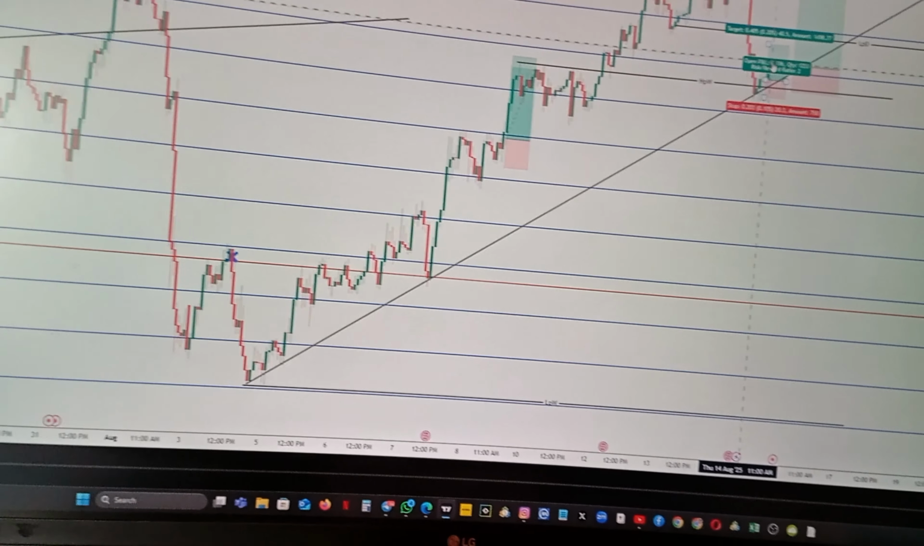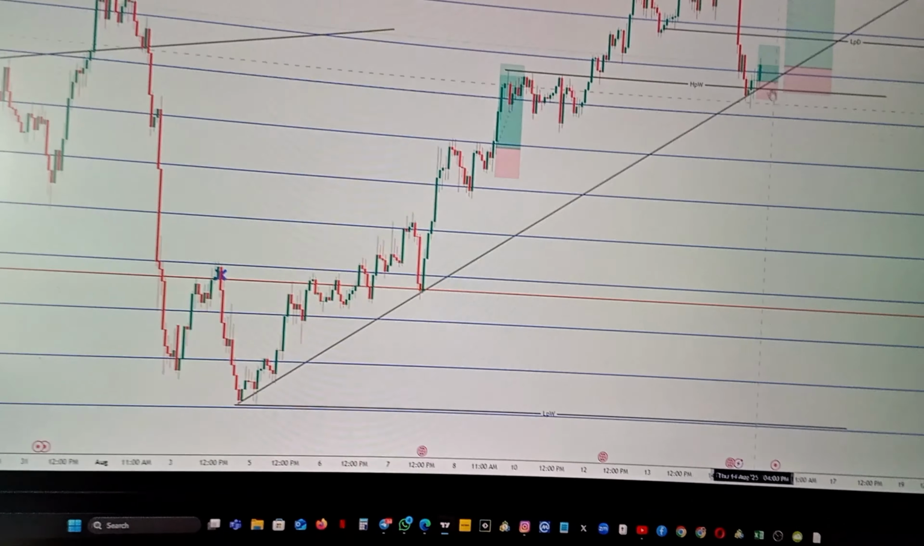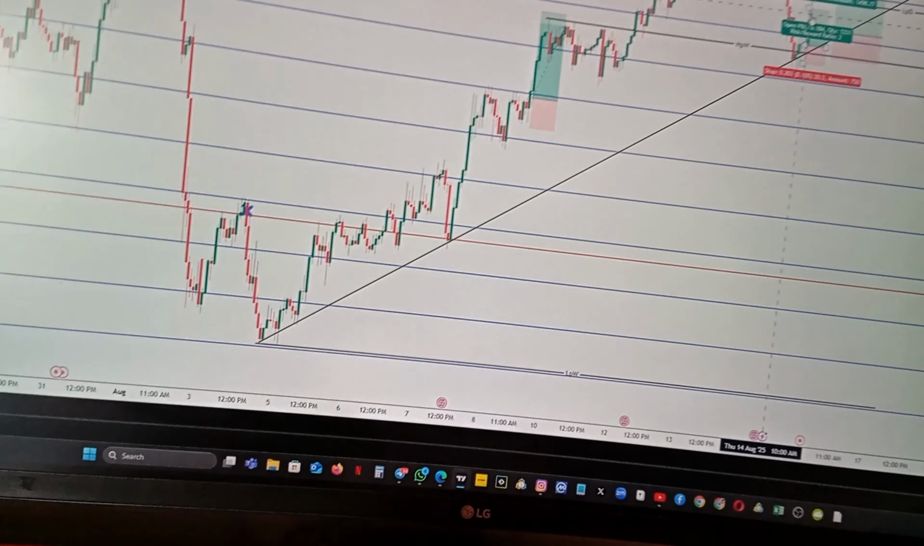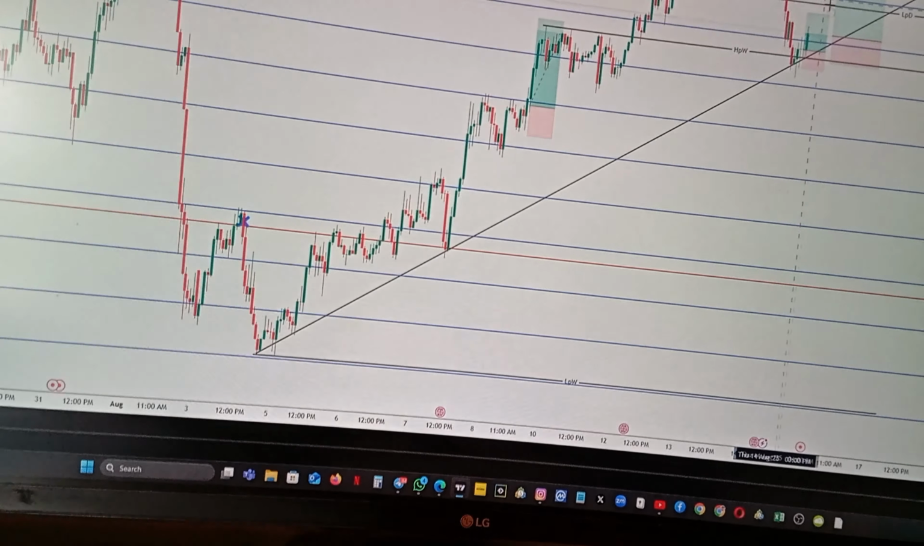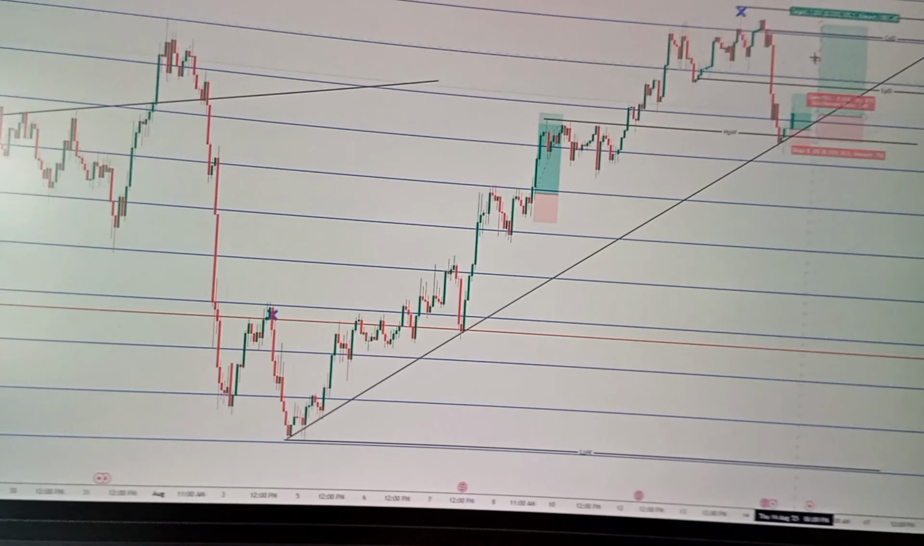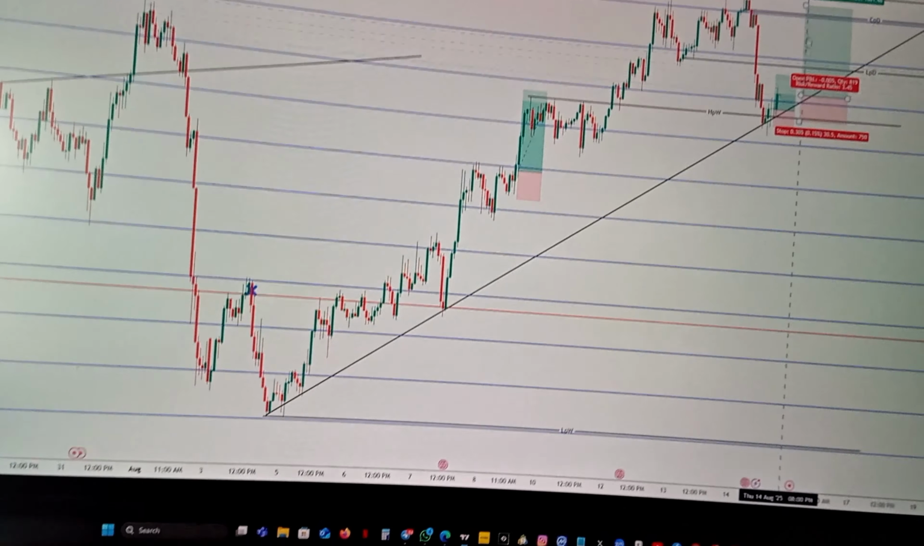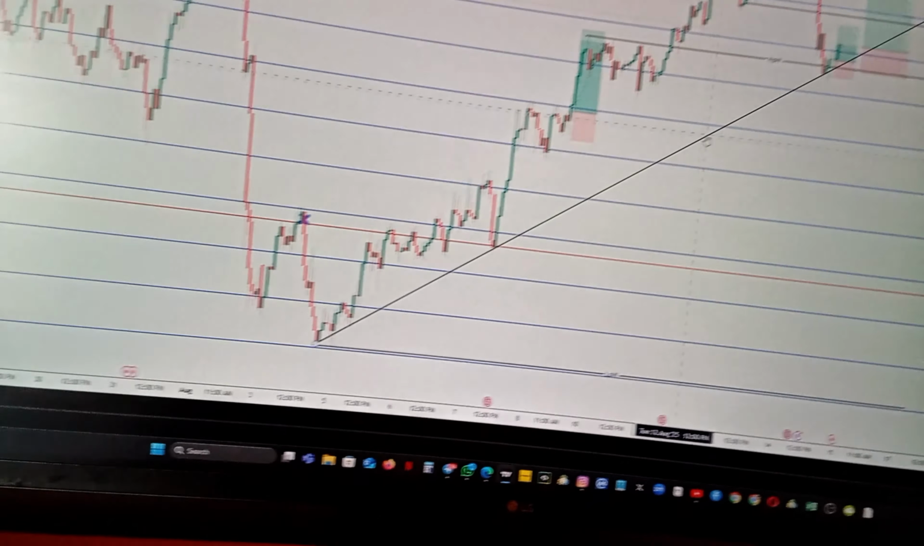It doesn't mean it's going to keep printing blue candles. The market moves in waves: a green candle, a little red, a green again, a little red, green. So you keep doing that, but overall it's moving up. Okay guys, all right, that's it.